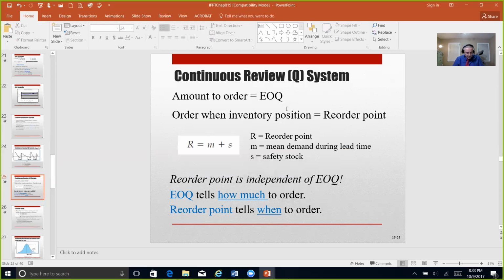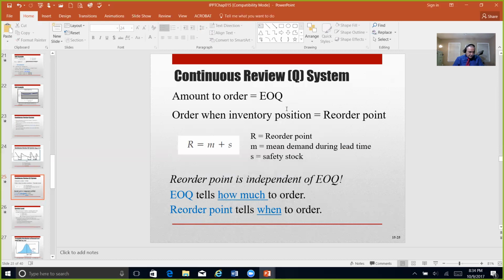So the stock out percentage is equal to 100 minus the service level. So let's use an example. Let's say that our service level for a batch of pens is 75%.